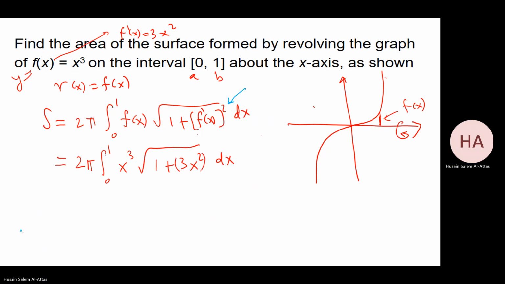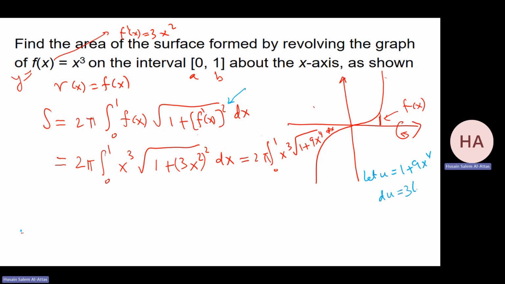So that all square. That gives me 2π ∫ from 0 to 1 of x³ √(1 + 9x⁴) dx. Now I will do the substitution. Let u = 1 + 9x⁴. What will be du? It will be 36x³ dx. So I need 36 here and 1/36 outside.